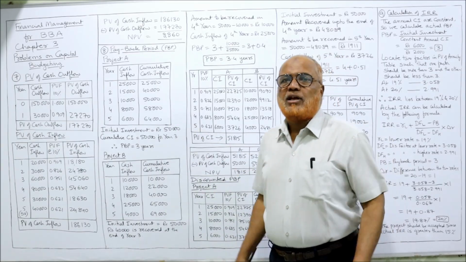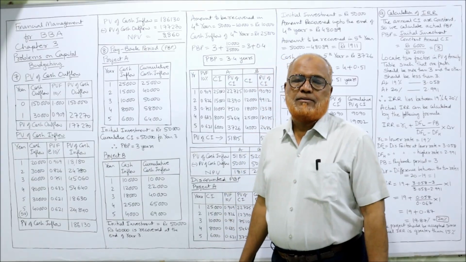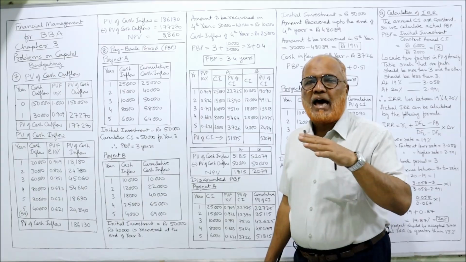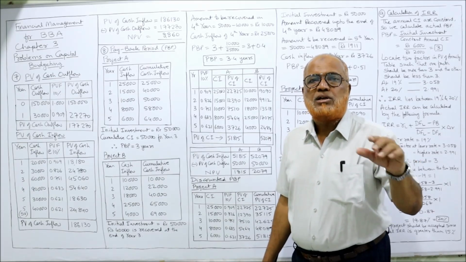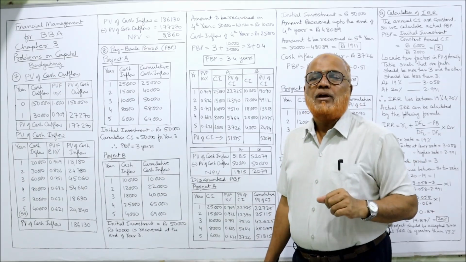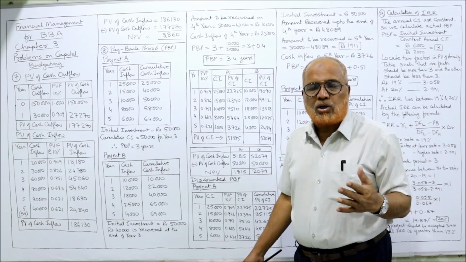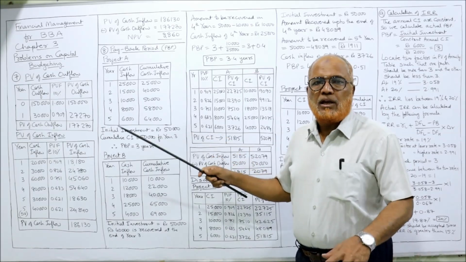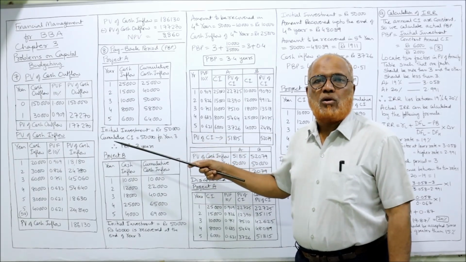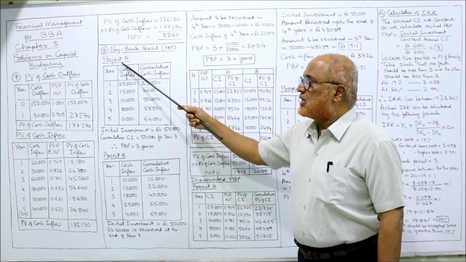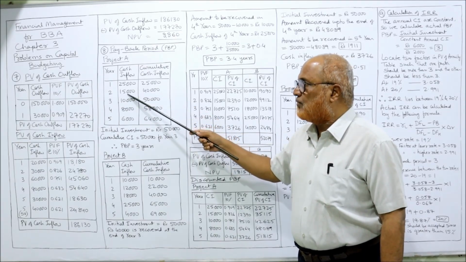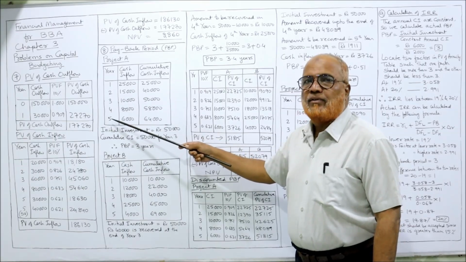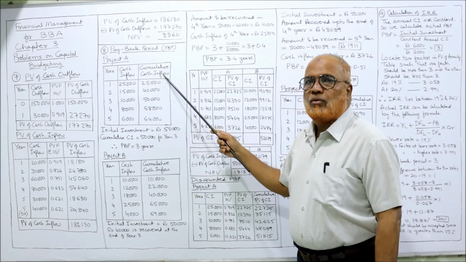First of all, we calculate the normal payback period. For calculating the normal payback period, we have 2 methods. If the annual cash inflows are constant, we apply the formula. If the annual cash inflows are not constant, we calculate cumulative cash inflows. In our problem, the cash inflows are not constant. For project A, the cash inflows are 25,000, 15,000, 10,000, 8,000, 6,000. Year 1, 2, 3, 4, 5.